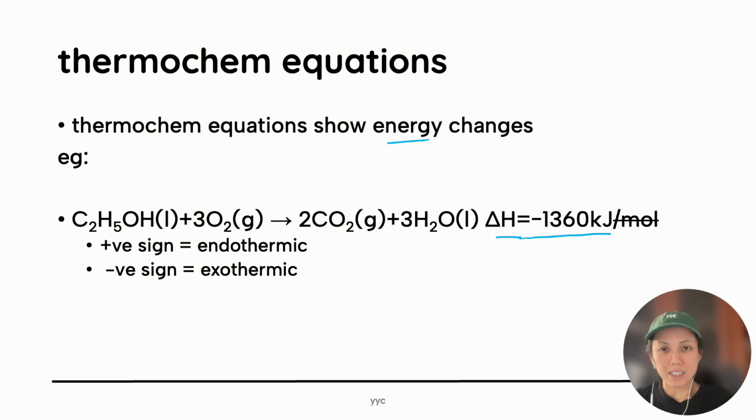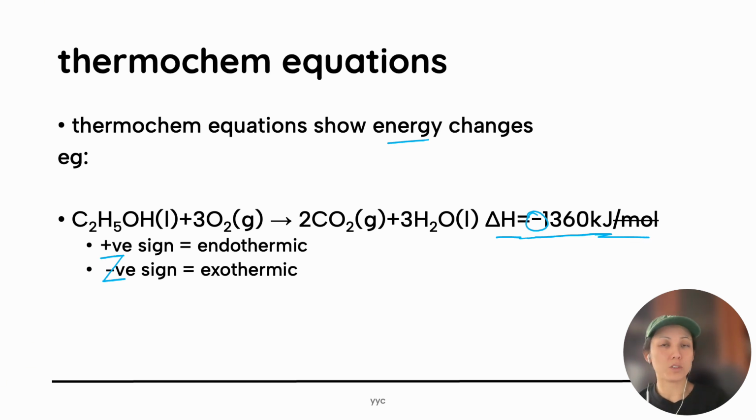Now, the negative here doesn't mean that you've got negative energy. What it is trying to show is whether energy is being released or absorbed. If you've got a positive sign in front of the energy value, then it's endothermic. If you've got a negative sign, which is what you've got up here, that means that you're releasing energy. So the way that you interpret this is you're saying, hey, as part of this reaction, you're releasing 1,360 kilojoules of energy.